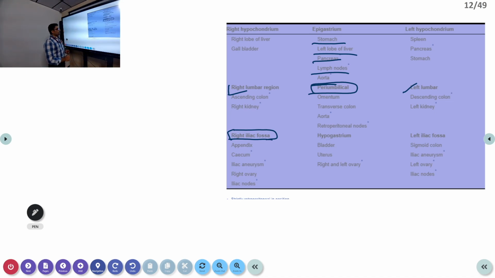So what are the different types of organs which are there in the right iliac fossa? Appendix is there, cecum is there, iliac vessels are there, and right ovary as well as iliac lymph nodes will be there. But these three are most important: appendix, cecum, as well as the right ovaries. These are the important things which you have to remember, some of the organs from which the swellings can occur. And left iliac fossa will be sigmoid colon as well as the left ovaries.